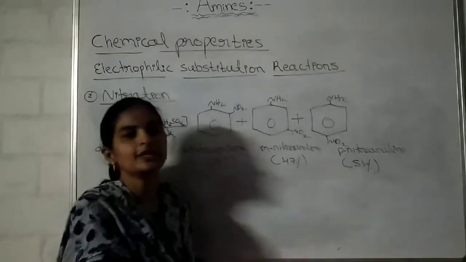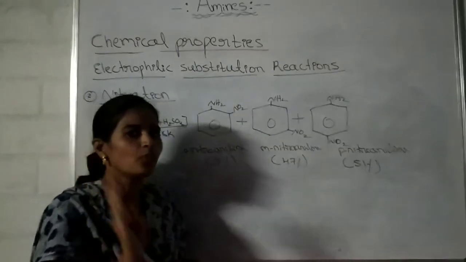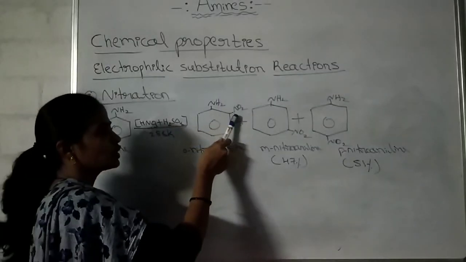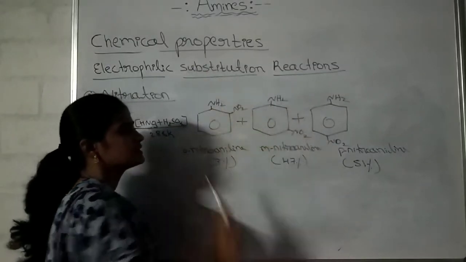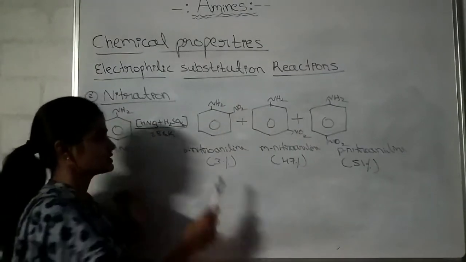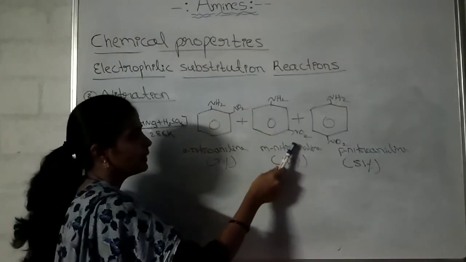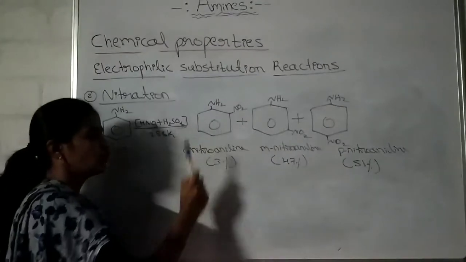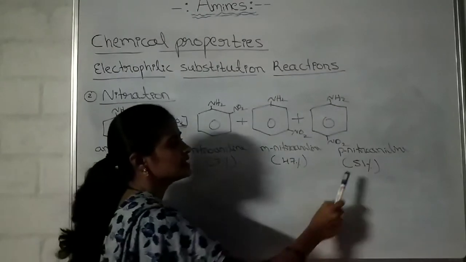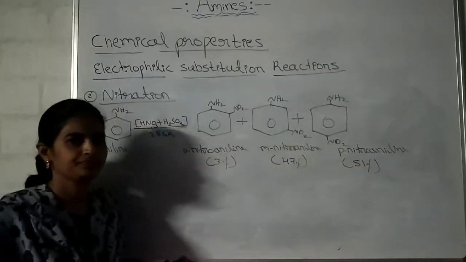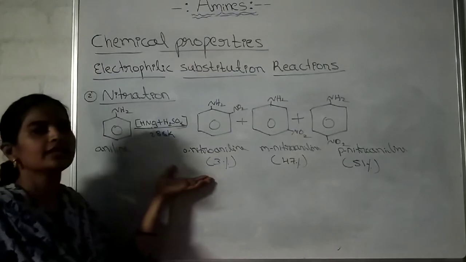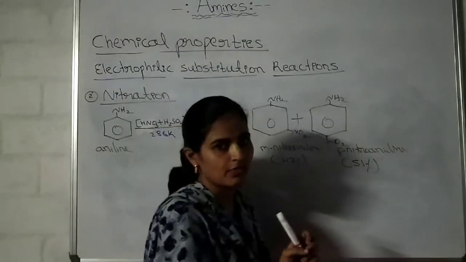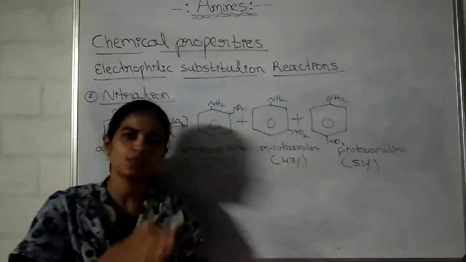When the nitrating mixture is treated with aniline, what happens? Here 3 different mono-substituted products are formed. As I have already written here, at the ortho position, at the meta position, as well as at the para position, the substitution takes place: ortho-nitroaniline, meta-nitroaniline, and para-nitroaniline. Only 3% is formed, then 47% and 51%. But this is not the nitration I want. I want only para-nitroaniline to be formed, not the mixture of all these products.